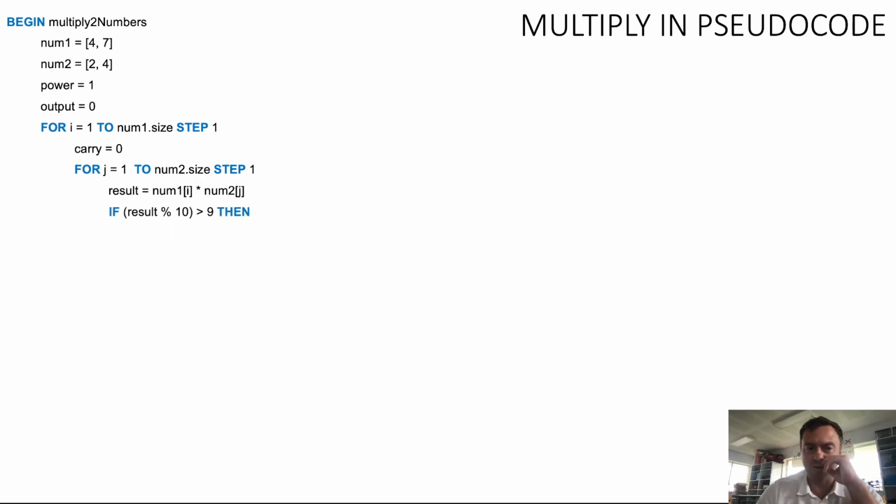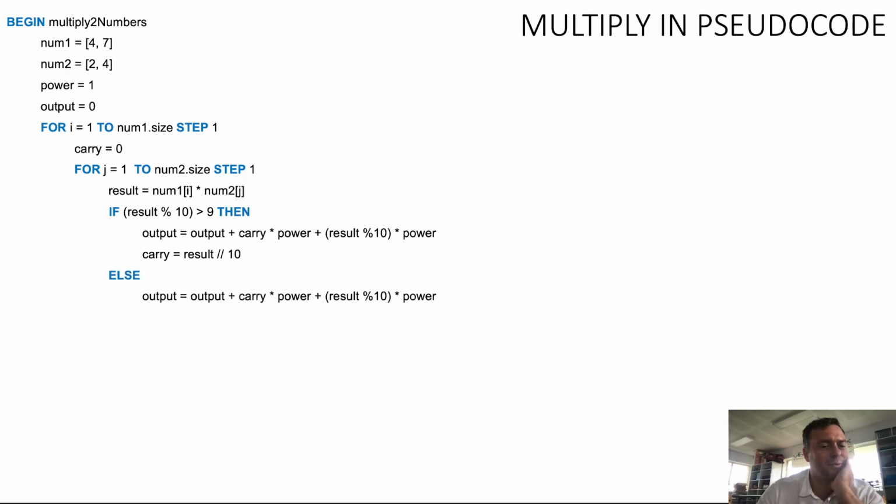And then if the result is greater than 9, we've got to do a carry case, don't we? Because there's going to be extra. So the output is now equal to the output plus the carry that was given to us before times the power, plus the result mod 10 times the power. And then the carry that's left over is equal to the result integer divided by 10, which chops off the tail. Else, it's pretty simple. We just do the output is now equal to the output that was given, plus the carry times the power, plus the result mod 10 times the power. Carry is equal to 0.